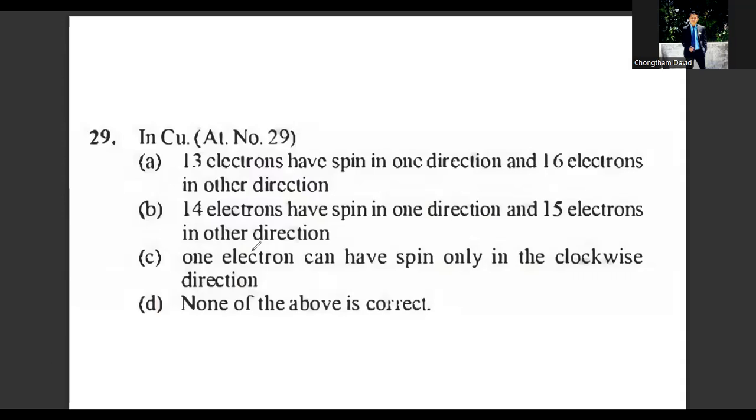In copper, atomic number is 29. So 14 electrons have spin. This is the answer. 15 should be in the other direction. Moving on to the next question, number 30. The correct order, easy question, right? Atomic orbital based on the energy sequence. It should be 5p, 6s, 4f, and 5d, which is option B.